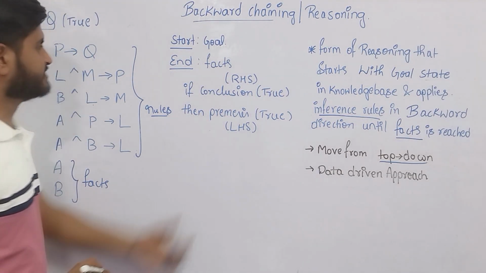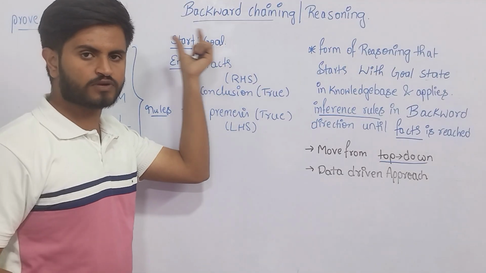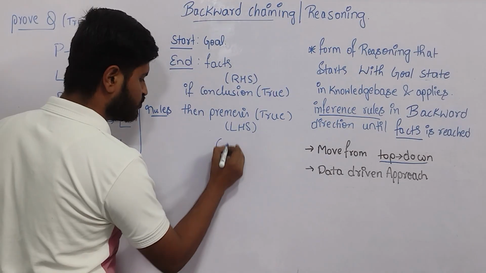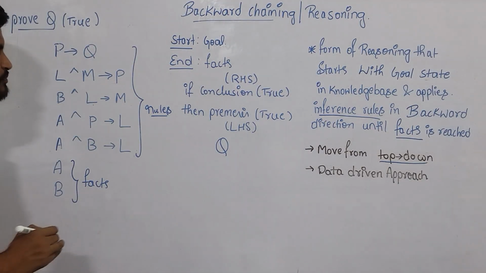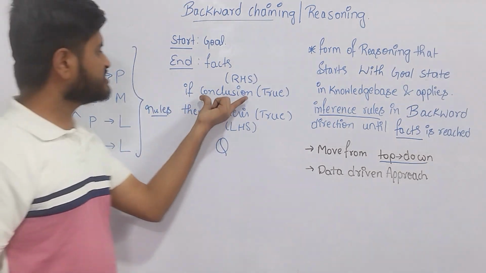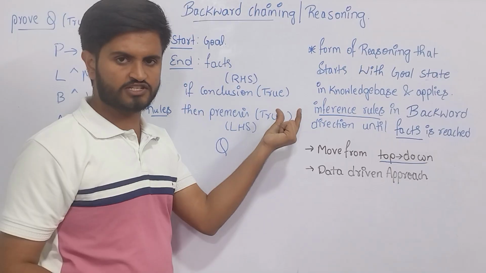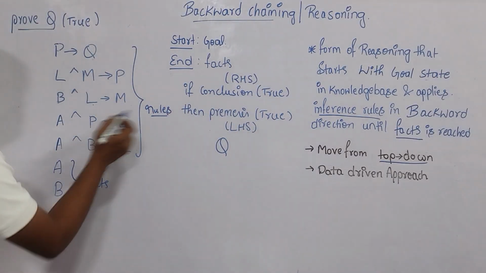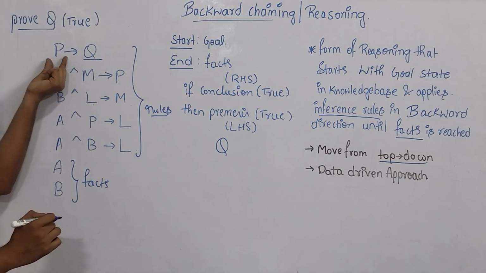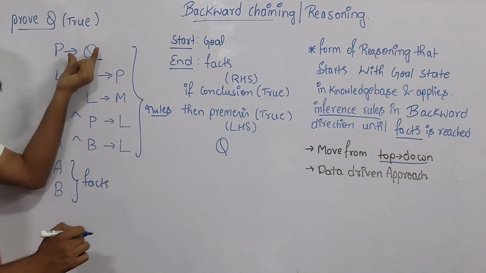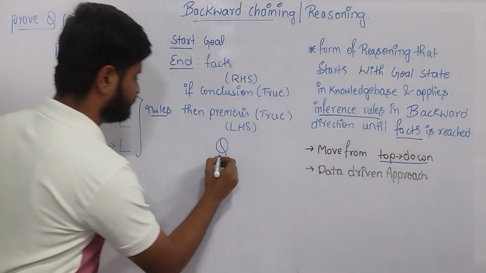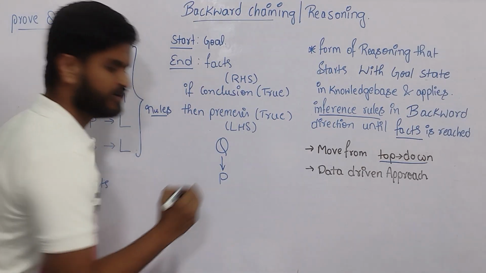Now let's start constructing. From where must you start? You must start from the goal. What is the goal here? To prove Q as true. So Q will be the starting point. We look for Q in the right hand side, because we will be searching for the conclusion. If the conclusion is true, the premises will be true. So we search for Q in the right hand side, which is produced by P, which is in the left hand side. Since my right hand side Q is true, then my P will also be true.